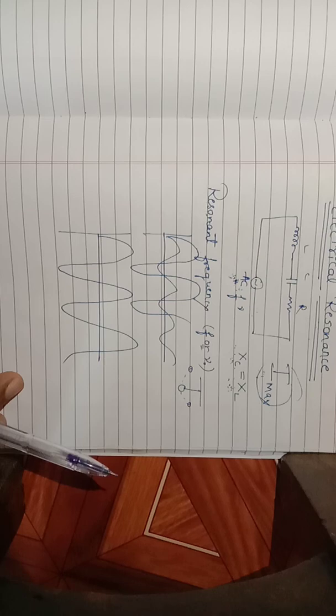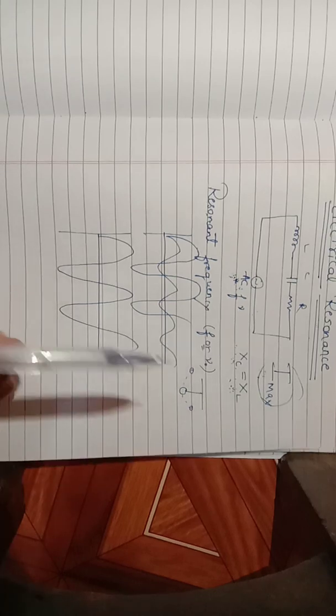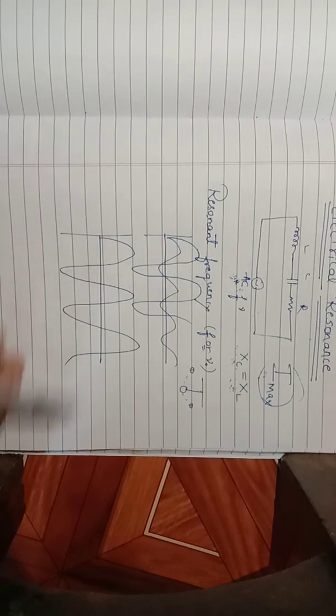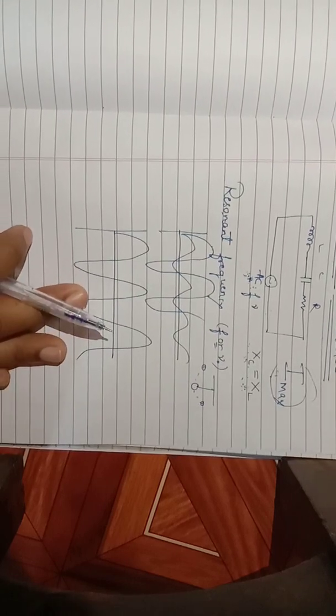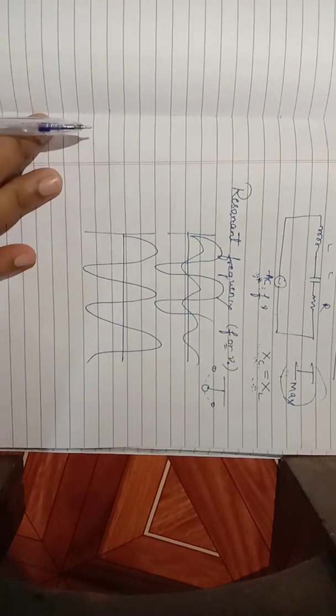So what if the current is maximum? What will be the value of that maximum current? You already know current is nothing but what?